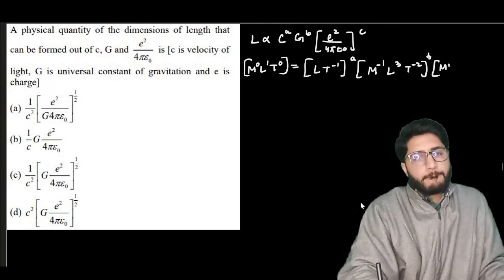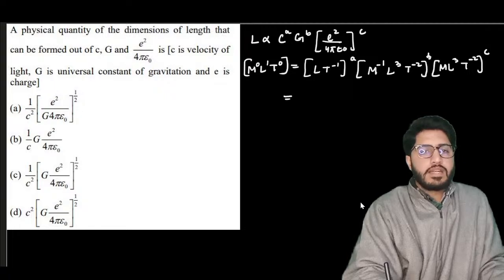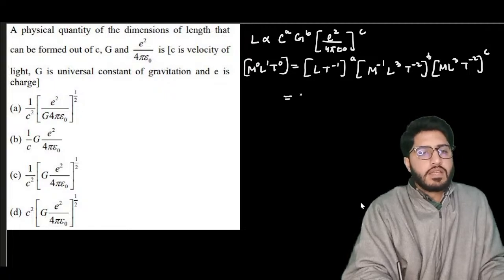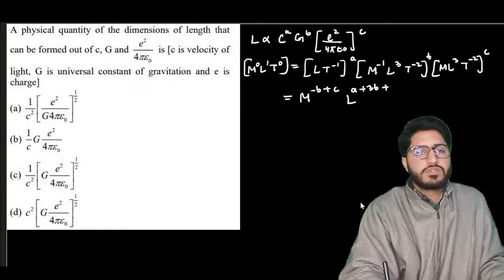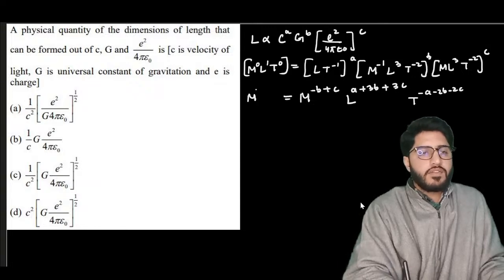It is ML cube T minus 2 power C. Just simplify it. M minus B. So I have here M minus B plus C. Then L A plus 3B plus here I have 3C, then T minus A minus 2B minus 2C. On the left hand side, I have M0 L1 T0. Now equate these two things.